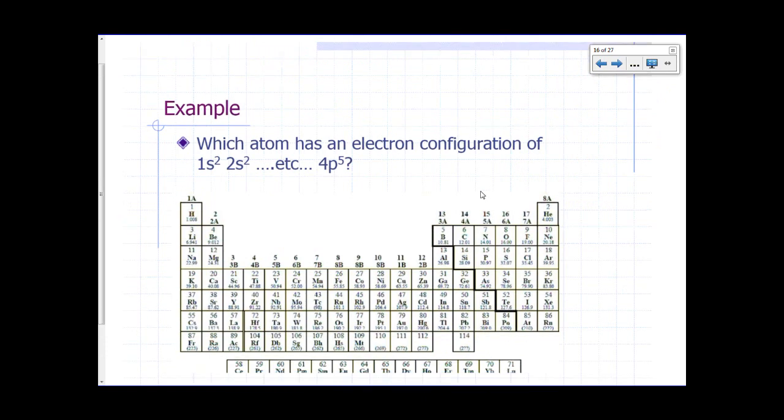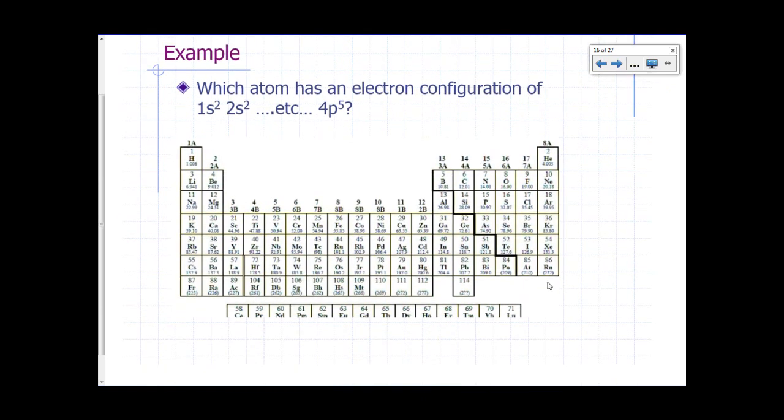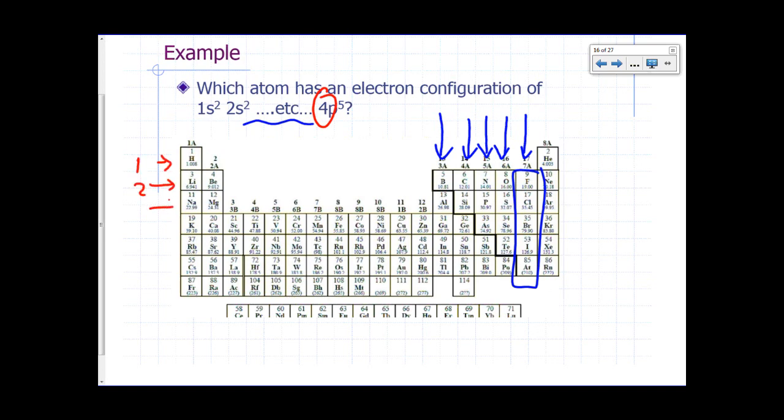Let's apply that. Which atom has an electron configuration of 1s2, 2s2, and so on, ending with 4p5? Well, just p1, p2, p3, p4, p5. So it's one of these, right? And then the highest n is 4. So row number 1, row number 2, row number 3, row number 4. So it's in row number 4. So what element is in row number 4 and has an electron configuration of 4p5? The answer would be bromine.